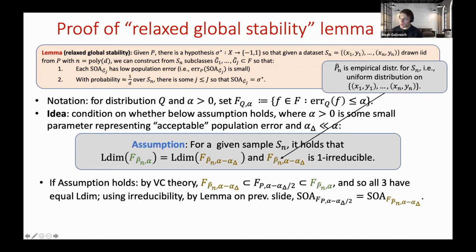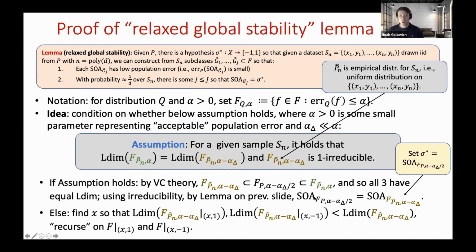But this is a really nice property because we have that a class shown in brown, which depends only on the data, has an SOA hypothesis which is equal to that of some class which depends only on the distribution P, not on the data at all. And this is exactly what we want to show for this lemma of relaxed global stability, namely that something that's empirical based is equal to something that's based on the population distribution. So in particular, if this assumption holds, we can just set sigma star to be equal to this class shown in black, and we'd be all set.